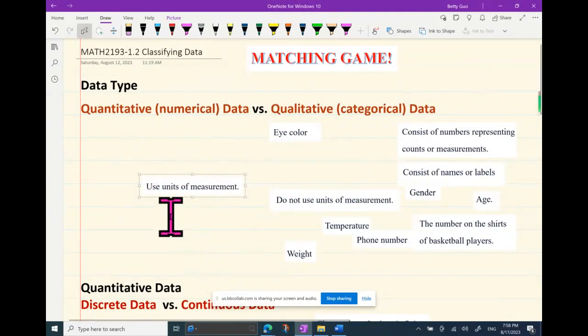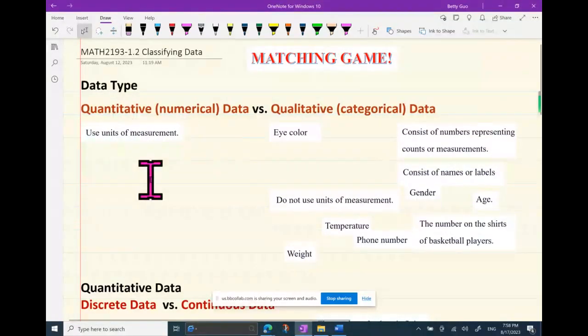Which one uses units of measurement? Do we need to use a unit of measurement for eye color? No, this one goes to qualitative, right? Since looking at your chat takes time, I'll just finish and then look at it together.